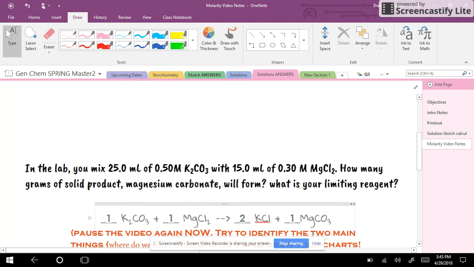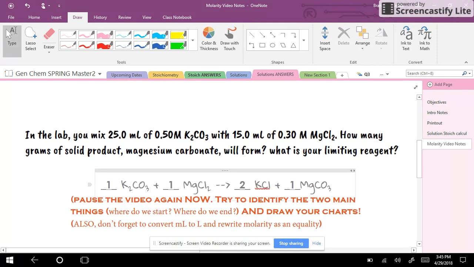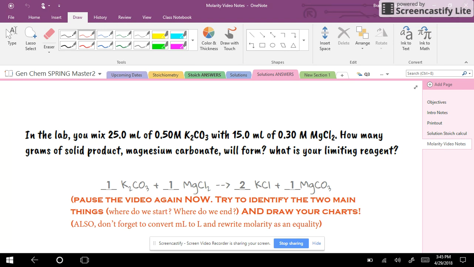Okay, hopefully you paused the video, and here's the balanced equation. So I got the K2CO3 plus MgCl2. It gave me one of the products, which is magnesium carbonate, and it didn't talk about any other products, but I know there has to be one because it's a double replacement reaction. And so the KCl is just what was left over.